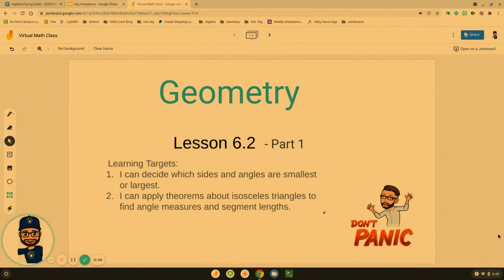Hello, geometry students. Welcome back to another geometry video, today where we are looking at part 2, the second set of notes for isosceles triangles and the relationships they have between angles and sides. Yesterday's video talked about sides and angles, identifying which ones are the smallest and the largest. Today we're going to look at how we can apply theorems about isosceles triangles to find angle measures and side or segment lengths.